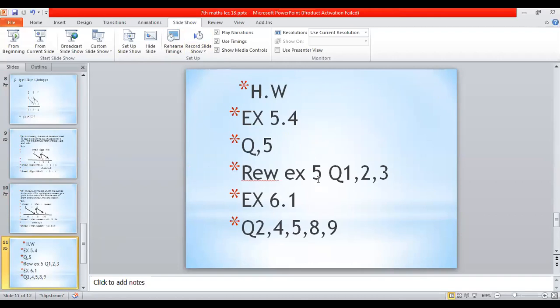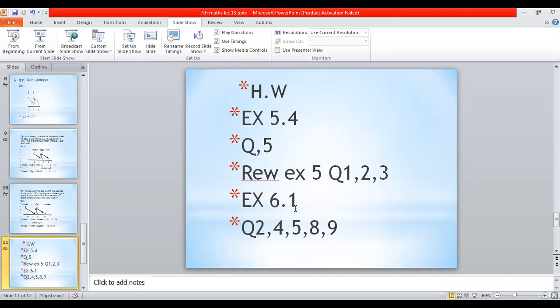Now the review exercise of chapter number 5. Question number 1 is one-line answers, and the answers are mostly given at the end of the book, and number 2 is fill in the blanks, and number 3 is choose the best answer. So you can do questions 2 and 3 in the book, and question number 1 you only do in the notebook.